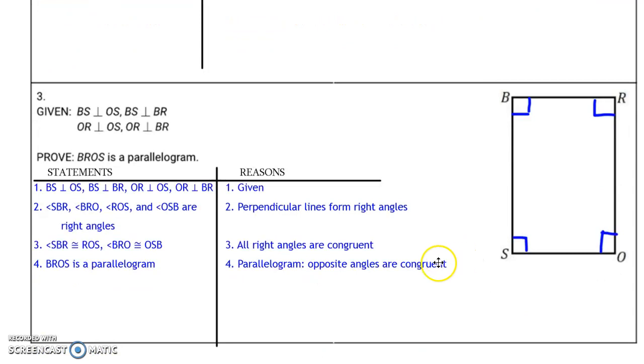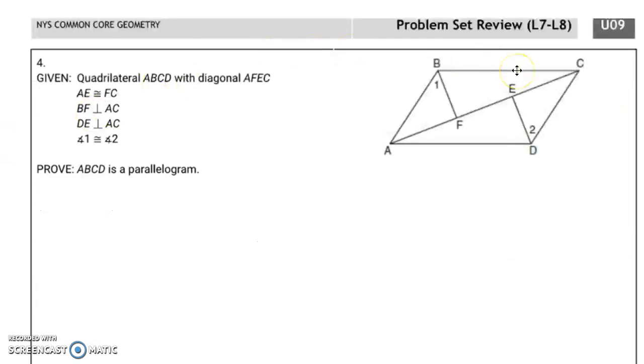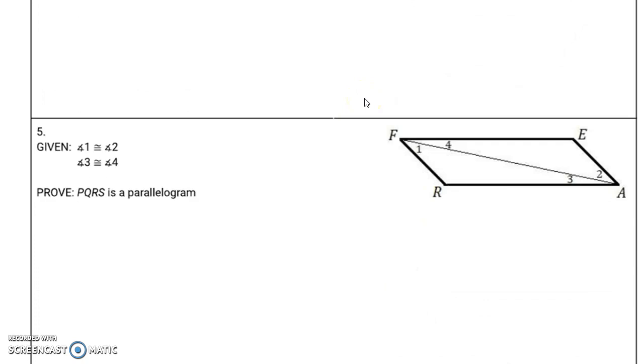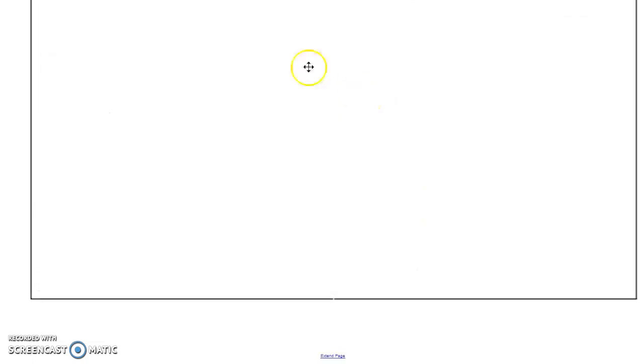In this one, opposite angles are congruent. That's another method of proving that parallelograms are in fact parallelograms. So these were very straightforward proofs. All right, moving on to the next page of that problem set. That's problem set lesson 7. Again, pause the video, give these a shot, and then see if you can get them right.